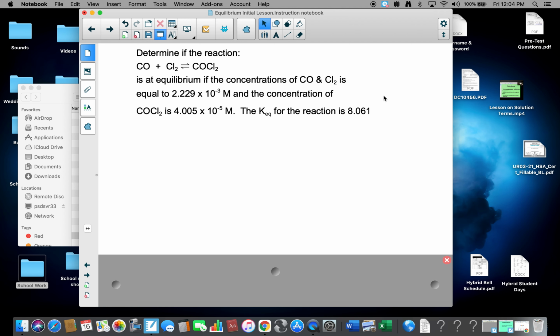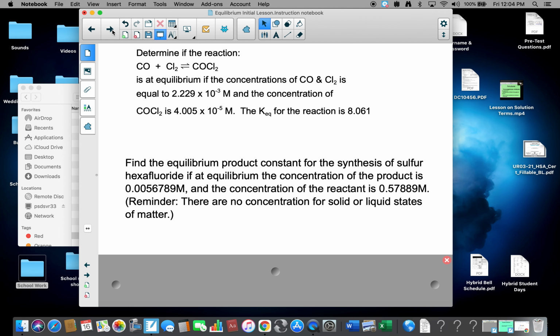All right, 2 problems. Copy this one down and this one down. And just so you know, that is the reaction there for that problem.